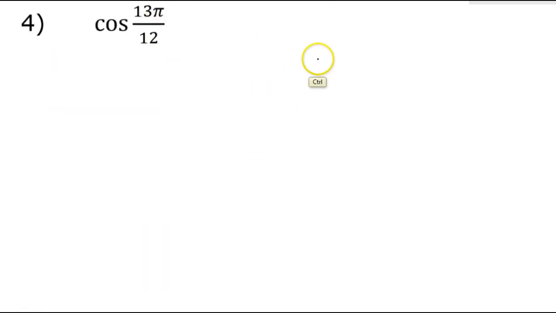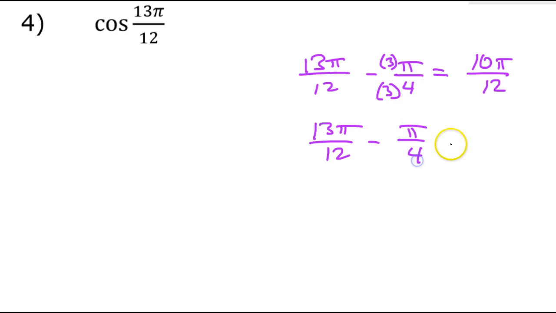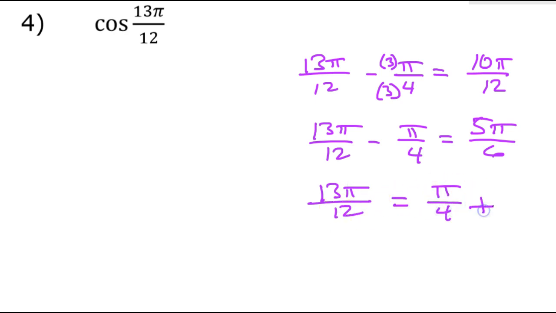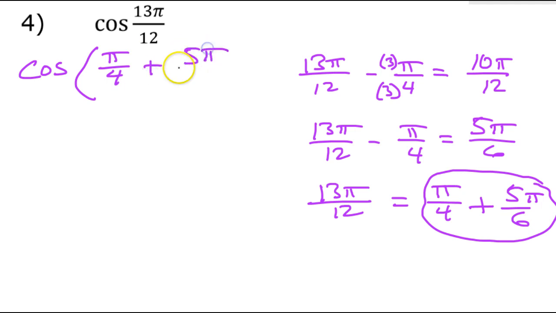Alright, so we have 13 pi over 12. So I'm going to do my little magic off to the side. 13 pi over 12 minus pi over 4. Let's see what we get. So again, I'm going to have to multiply by 3. So that's going to give me 10 pi over 12. So that means 13 pi over 12 minus pi over 4 is equal to, dividing by 2, 5 pi over 6. Adding pi over 4 to both sides, I have 13 pi over 12 equals pi over 4 plus 5 pi over 6. So this is the substitution that I can make instead of 13 pi over 12. So this would be the same thing as having cosine of pi over 4 plus 5 pi over 6.